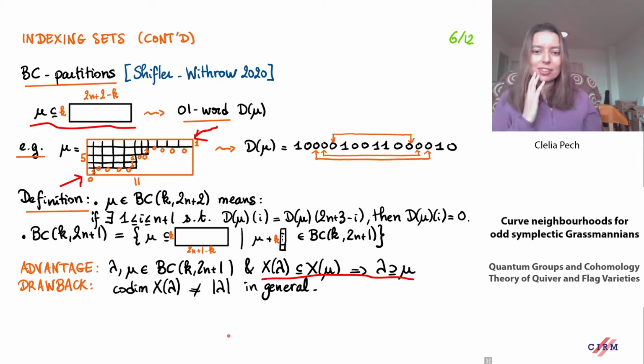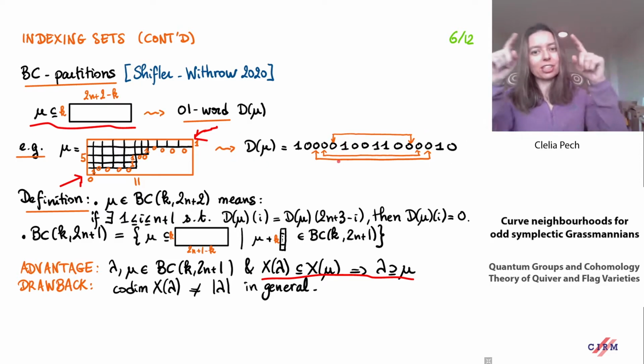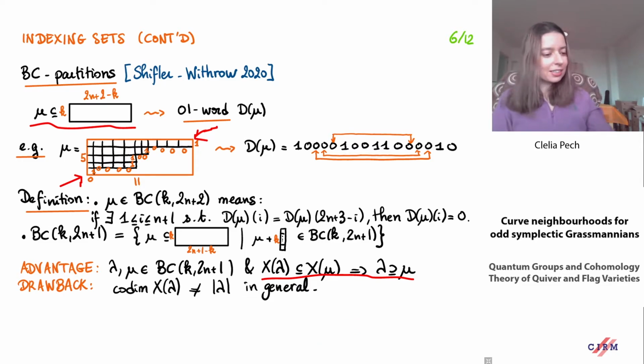So this is a condition. Knowing if a partition is in there is a little bit more intricate. Maybe we need first to compute this series of zeros and ones and check this condition.